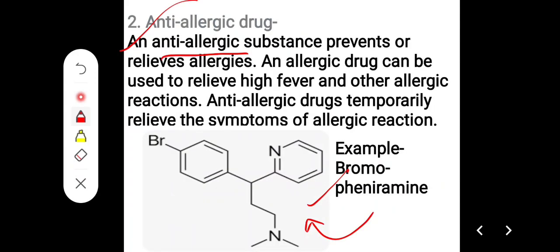Anti-allergic drugs: the anti-allergic substance prevents or relieves allergies, and is also used to relieve high fever and other allergic reactions. Anti-allergic drugs temporarily relieve the symptoms of allergic reaction. As for example, that is brompheniramine.